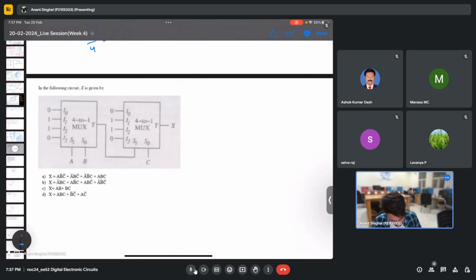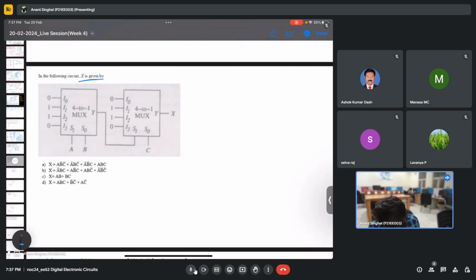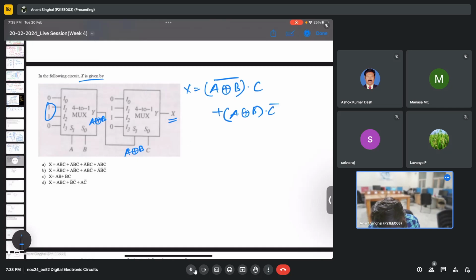I'm proceeding ahead. So in the following circuit, X is given by, so I'm also doing the same, and you should also try to do it simultaneously and let me know the answer if possible quickly. So we have 1 1 here, so this is A XOR B, we have already seen this. So A XOR B is now one of the select lines to this, so we need to compute this X. So what I'll do is, first is A XOR B complement times C plus, second is A XOR B times C complement. So it is basically XNOR first expression, and then this is XOR.